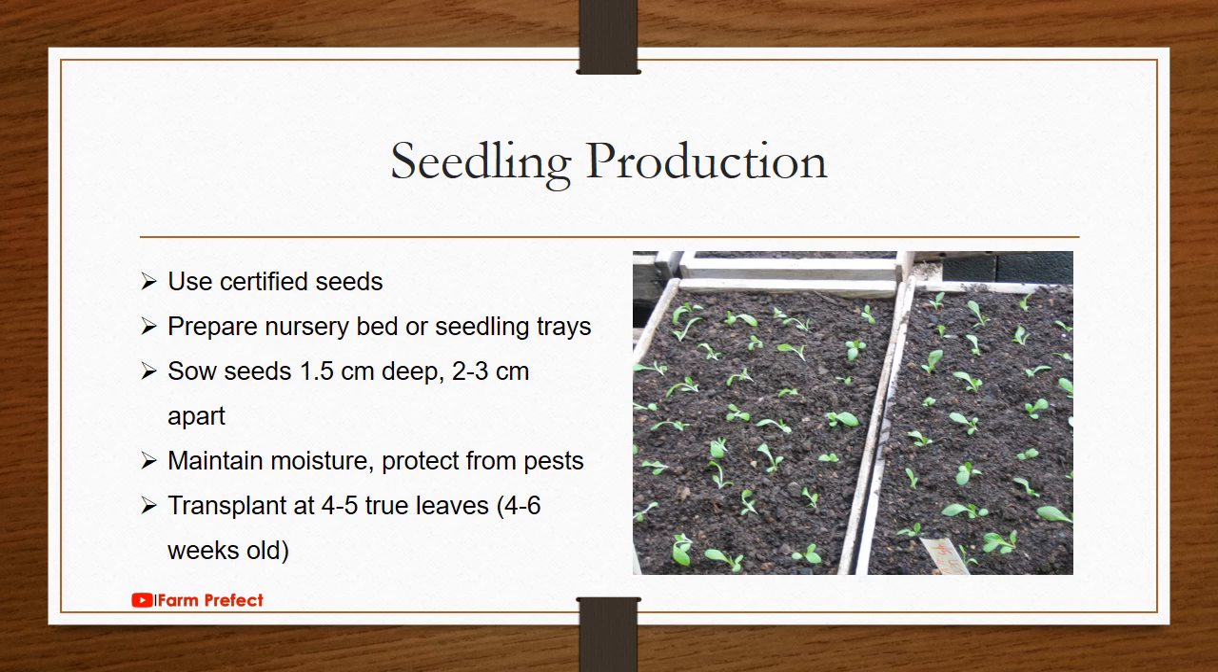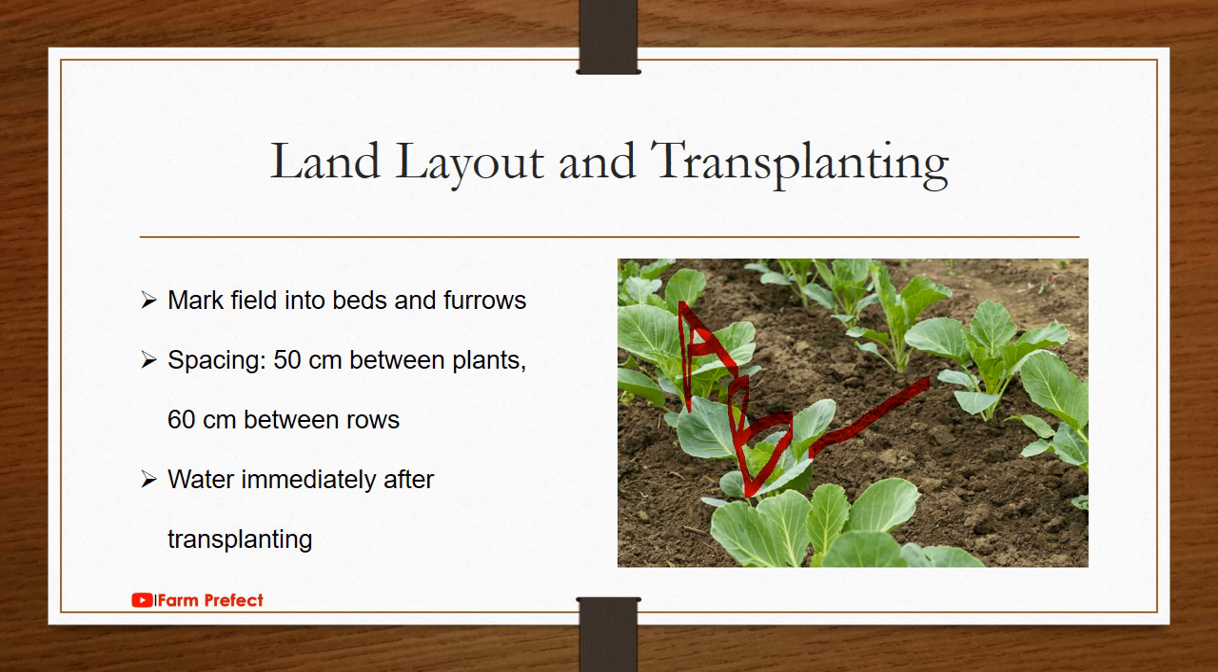Then what do we do next? We transplant the seedlings when they are 4 to 5 weeks old, thereabouts. The 4 to 5 weeks should be like 1.5 months. Then we can now transplant them. All right, land layout and transplanting.